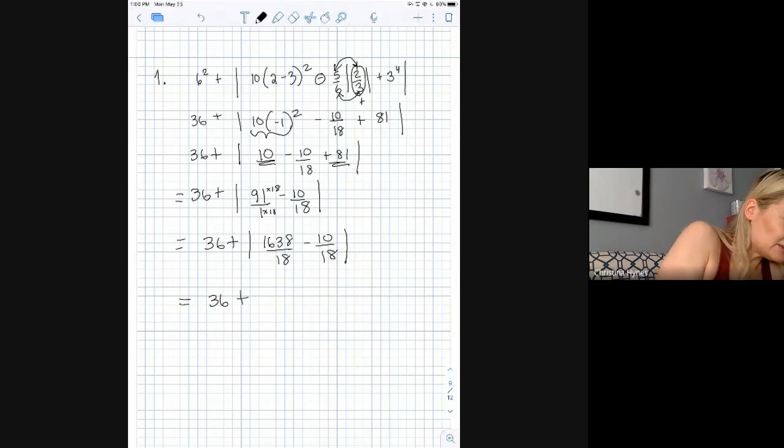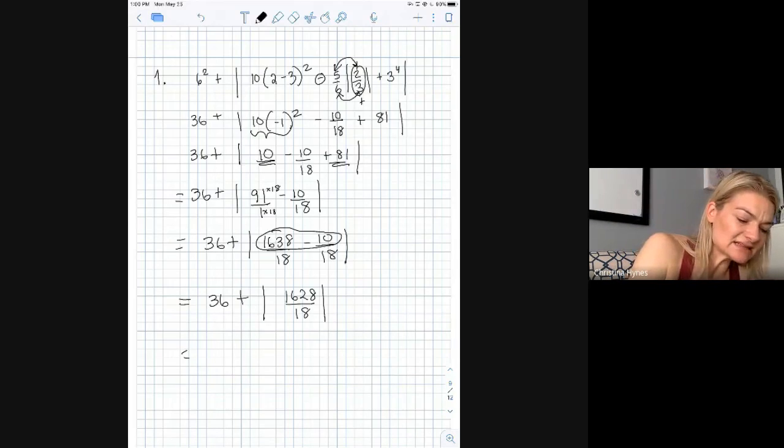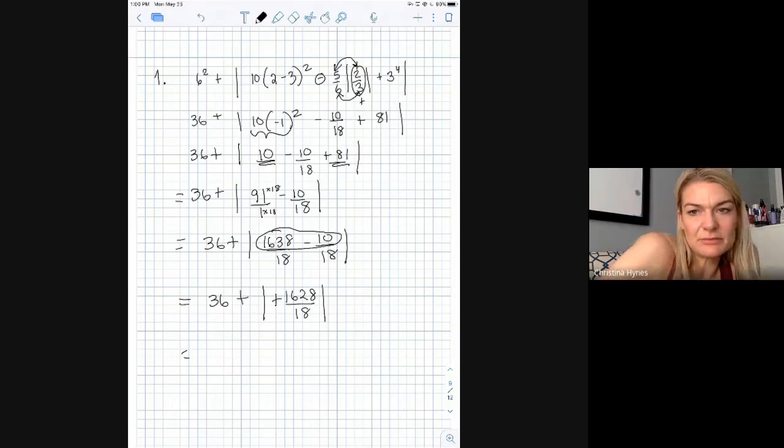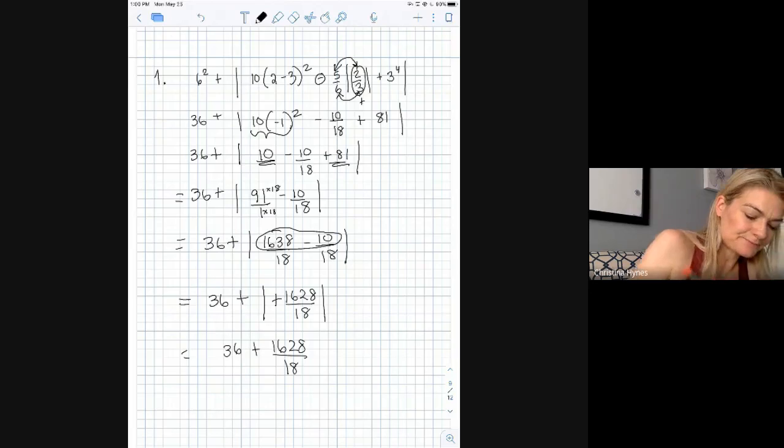So 1638, we're going to subtract 10, and you put the tops together. Whenever you have common denominators, you only work with the numerators. So I've subtracted 10 from that number and got 1628 over 18, which is our common denominator. And lastly, this is a positive number, so that's not being affected. A negative number is the only thing that's going to become positive, so you can leave it as it is, and it just becomes 36 plus 1628 over 18.